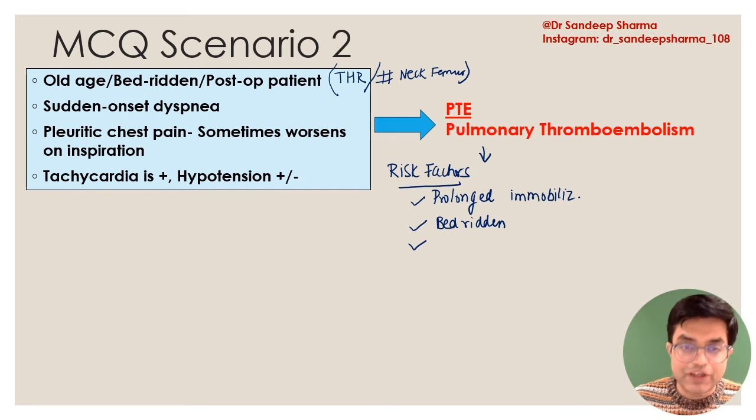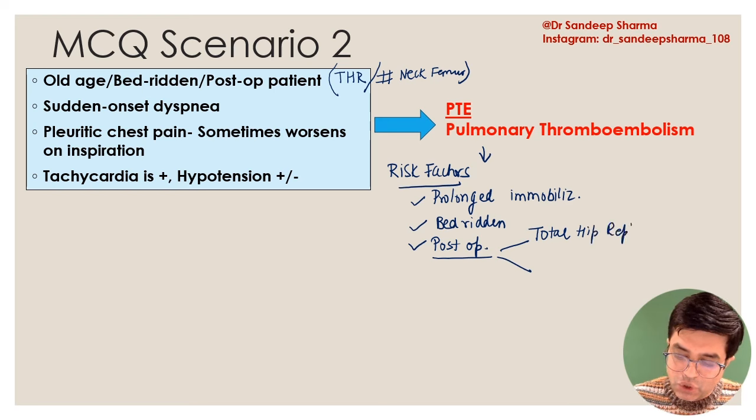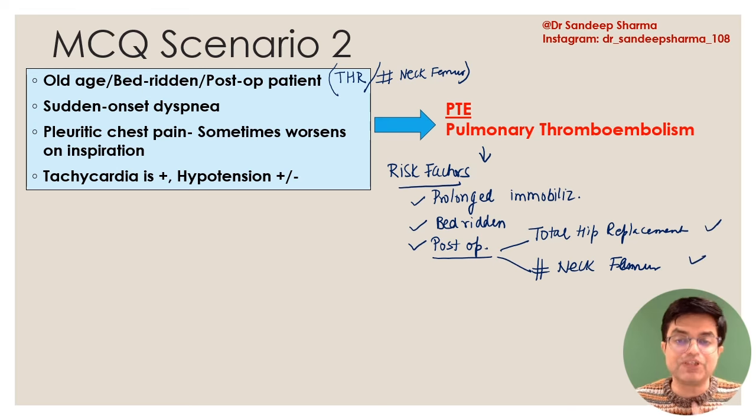Thirdly, the patient will be post-operative. What operations are particularly associated with the risk of pulmonary thromboembolism? Particularly in case patient is having a total hip replacement or the patient is having surgery done for fracture neck of femur. ये दो surgeries हैं जिनके अंदर risk of pulmonary thromboembolism is specially high. सब में नहीं होता but they have a high risk.